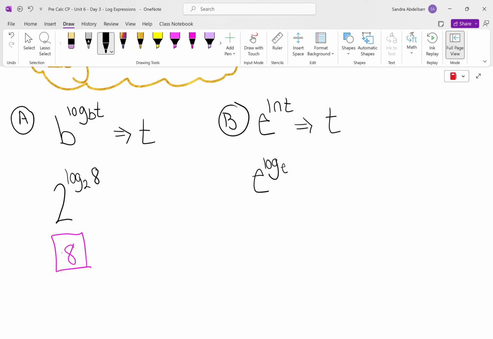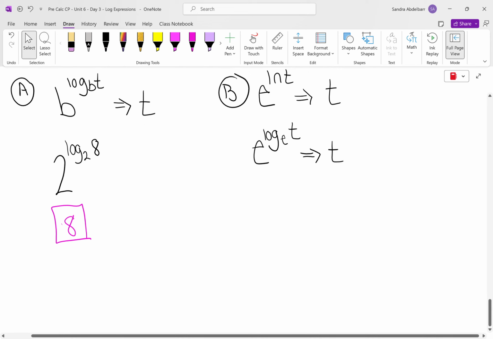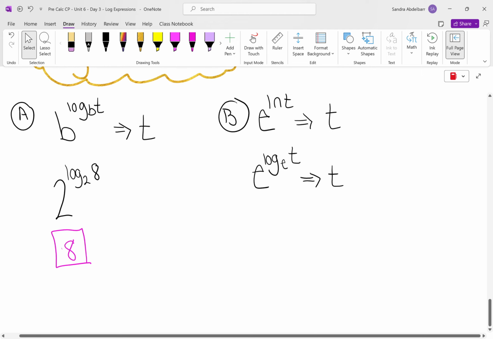So we have e. I'm almost done, guys, I promise. ln is log base e, right? Well, isn't this the same rule then? e to the log base e of t is the one we just did. So it's just t. It's not different. It's exactly the same rule, but I'm just writing ln instead of log.